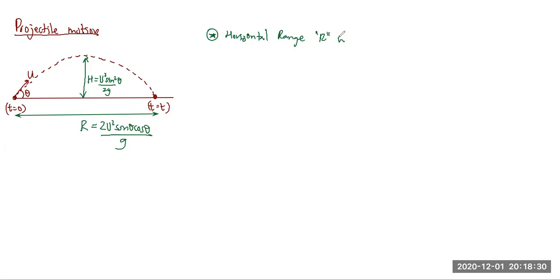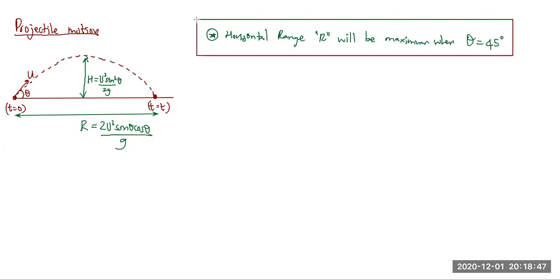Horizontal range R will be maximum when theta equals 45 degrees. That is the maximum value. Please try to remember that. I can prove it mathematically, but the proof is not very necessary since we're doing physics. If you can remember this, it's more than enough. All right, fine. But if you really want me to prove it, then I will just quickly explain.